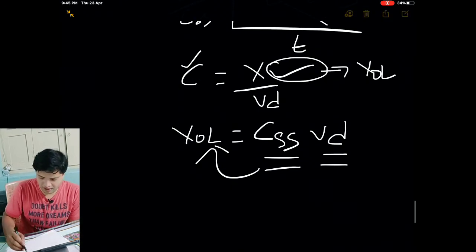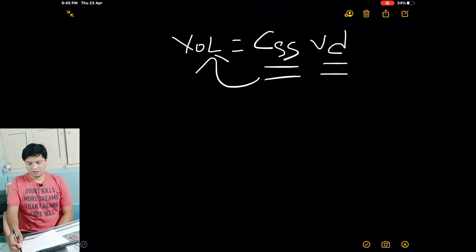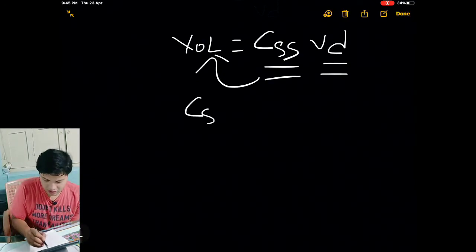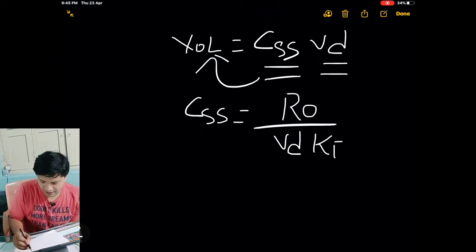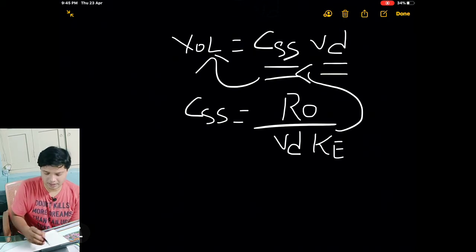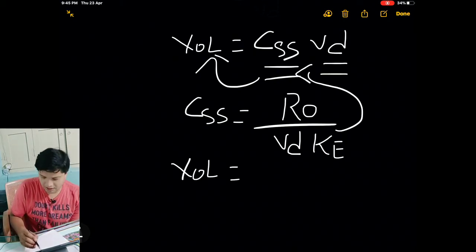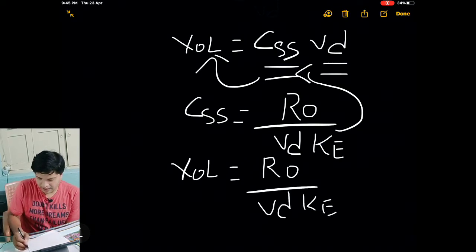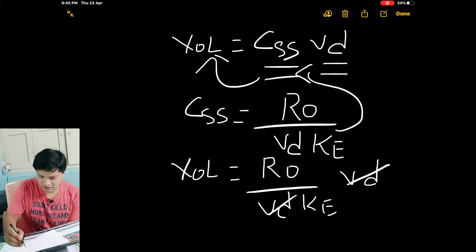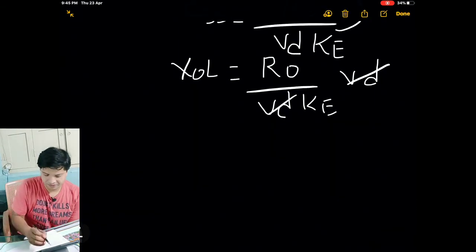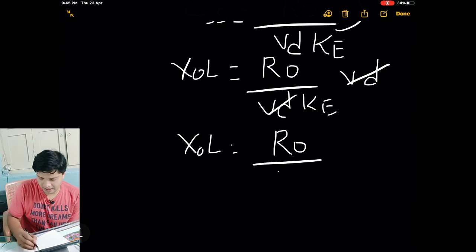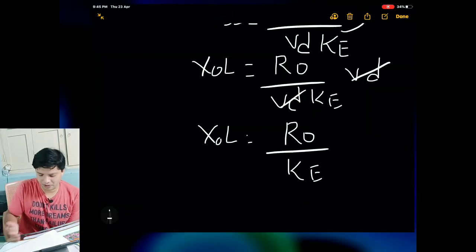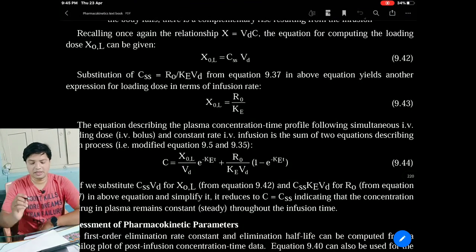Then we have another equation to calculate the loading dose. What is that equation? We know that steady state concentration is equal to R naught by Vd into Ke. So substitute this equation here, and you will get that the loading dose can also be calculated by R naught by Vd into Ke, into Vd. This one will get cancelled and you will be left with the loading dose equal to rate of infusion divided by K. So this is the equation.